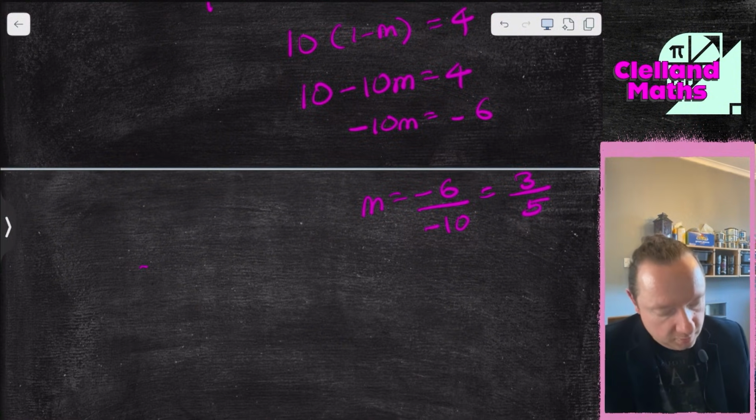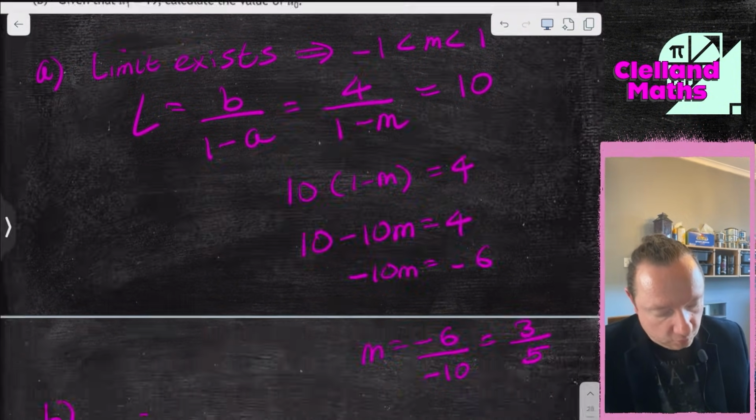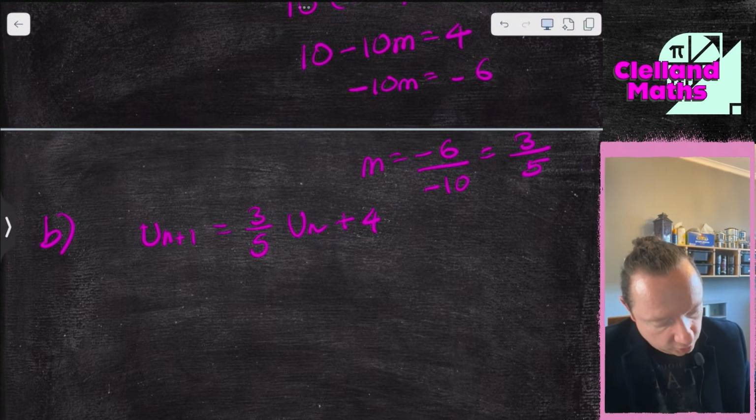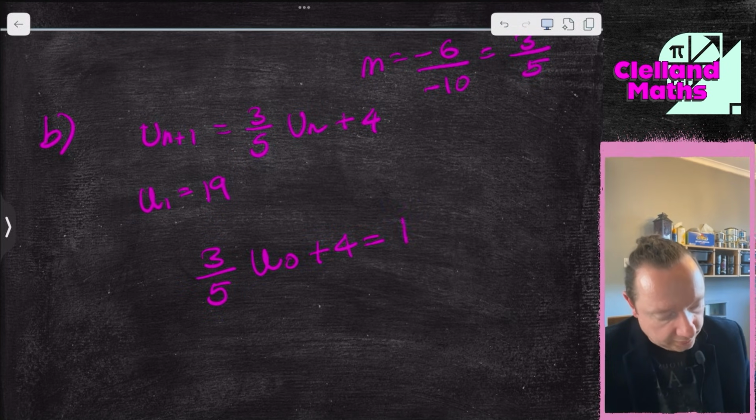So there's our m. Part B, u1 is 19, find u0. So u(n+1) equals 3/5 u(n) plus 4, and u1 equals 19. If we had u1 here, it would give me u2. If I've got u1 here, it will give me u0 here. So we can just say that 3/5 u0 plus 4 equals u1, which is 19.